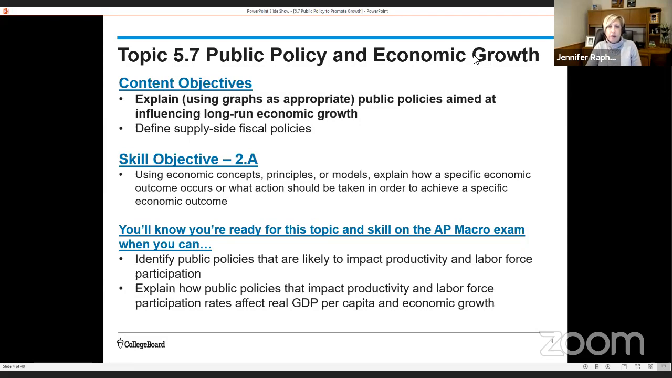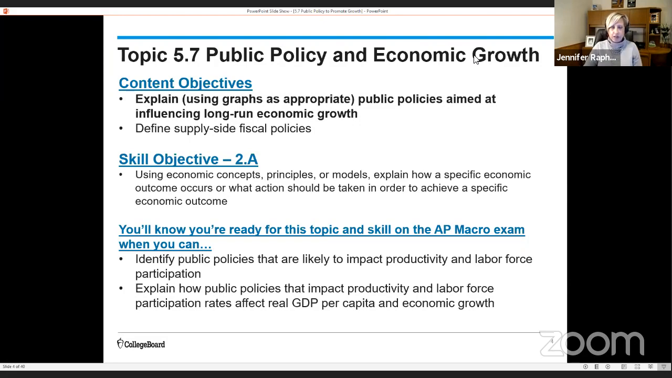So how are you going to know if you're ready for this? Well, you'll want to be able to identify public policies that are likely to impact productivity as well as labor force participation. And then you want to be able to explain how those policies that impact productivity and labor force participation can affect real GDP per capita and economic growth. So that's our goal for this evening.